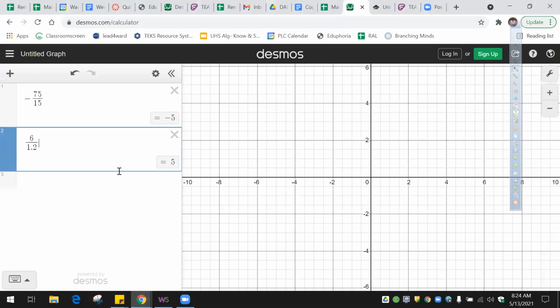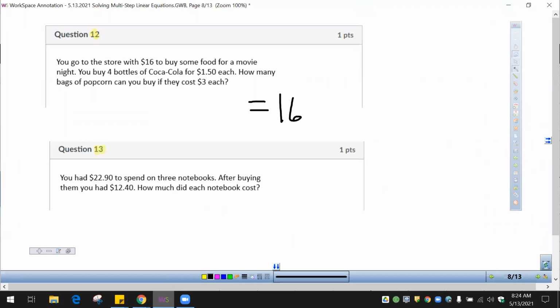So 4 times 1.50. Spent $6, and then you don't know how much popcorn you're gonna buy, but they cost $3, so you write 3x, and you would add that to the total of your soda, right? So that's how you would set up number 13 as well too.